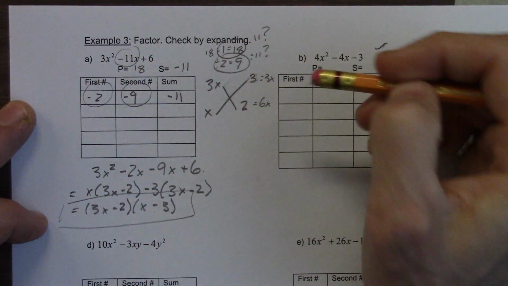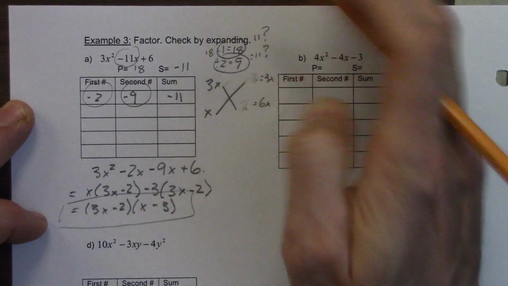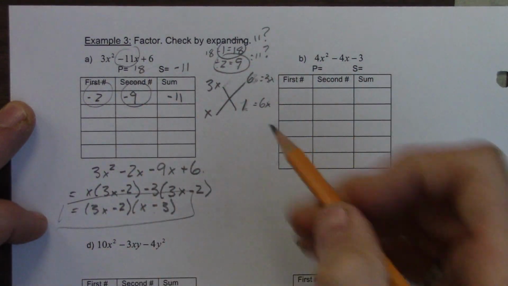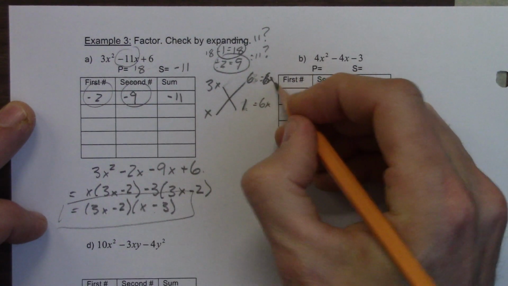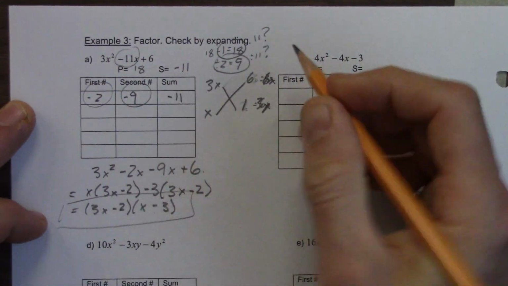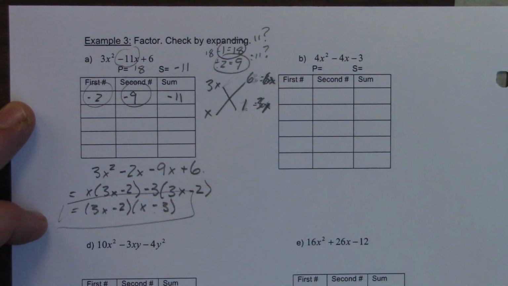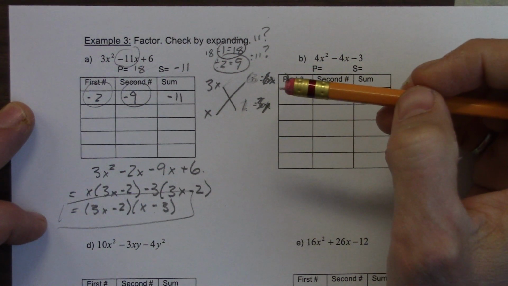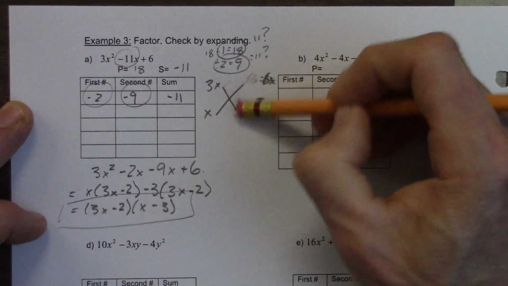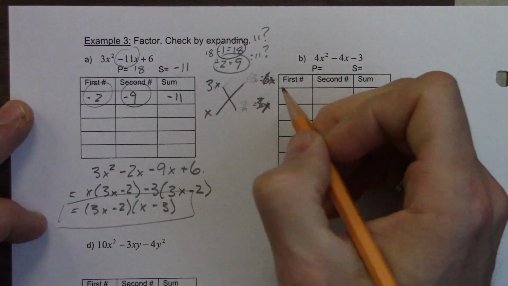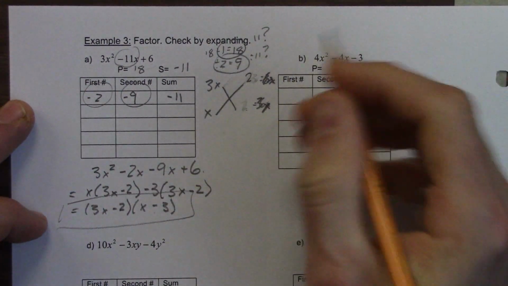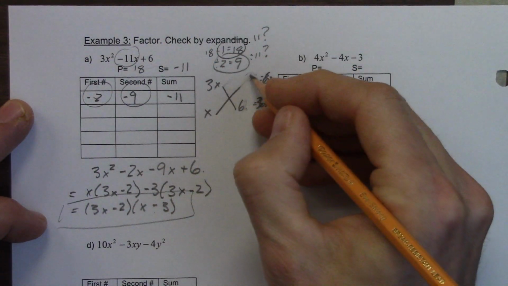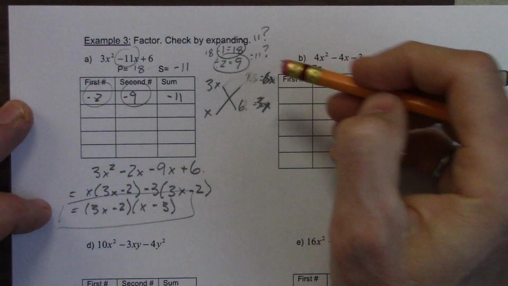Okay, so 3 and 2 don't work, so let's try a 6 and 1, right? Because we're trying to multiply to get 6. So we're going to get 6x and 3x. Can I use 6 and 3 to get to 11? I cannot. Do we always have to do the chart? No. I'm teaching you both methods, okay? You can use whatever you want. Let's put the 6 and 1. That doesn't work.